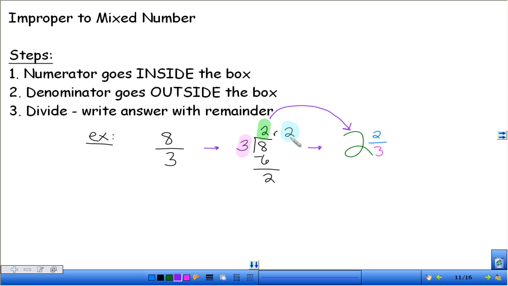Your remainder. Okay, this is why I said you have to write your answer with a remainder. Your remainder is your extra pieces. That's your numerator. Your denominator stays the same or is your divisor. So we had 3 in our denominator here. 3 is our divisor. 3 stays the same. That's it. As long as you can divide and write your answer with a remainder, okay, and as long as you drew some arrows in your notebook to know where everything goes, that's all you need to know to change an improper fraction to a mixed number. Questions so far?